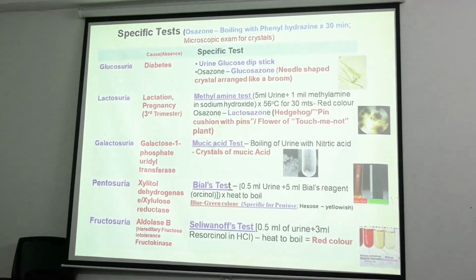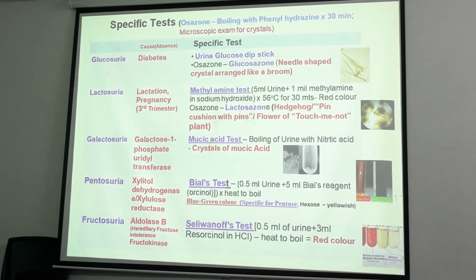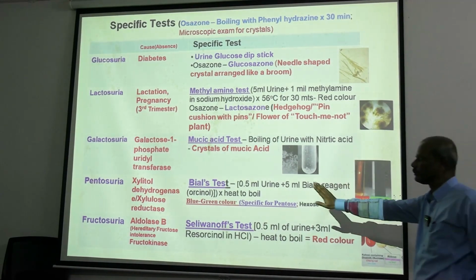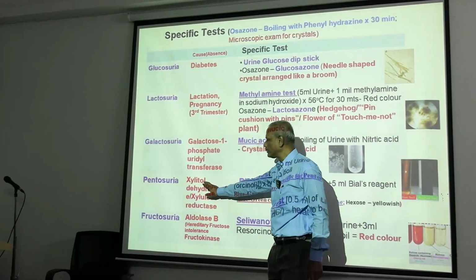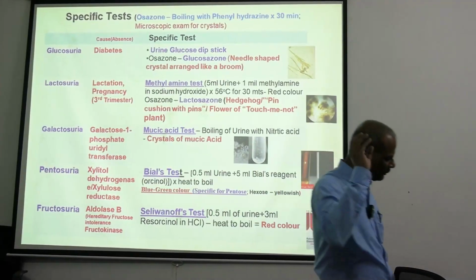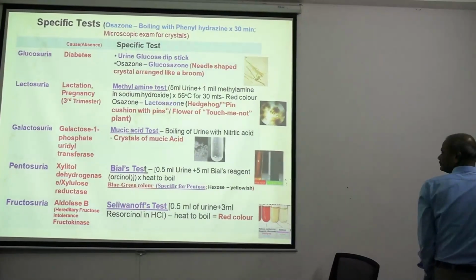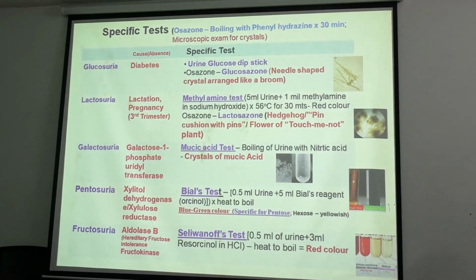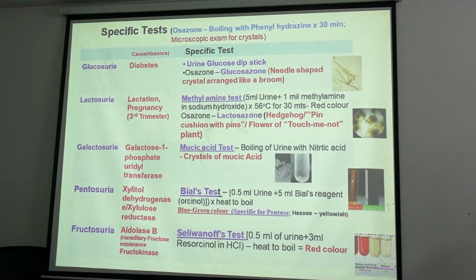So pentosuria, galactosuria, mucic acid test. Pentosuria, Bial's test, and it gives a blue-green color. It is due to deficiency. Write down this. This is most important. You have to remember. What is the cause of pentosuria? Xylitol dehydrogenase deficiency or xylitol reductase deficiency. You have to remember. It will be told during your pentose metabolism class also, fructose metabolism also, fructosuria, aldolase B or fructokinase deficiency. And the test name is Seliwanoff's test.